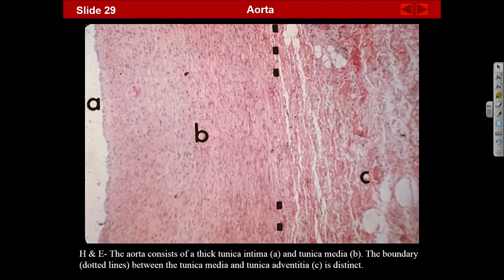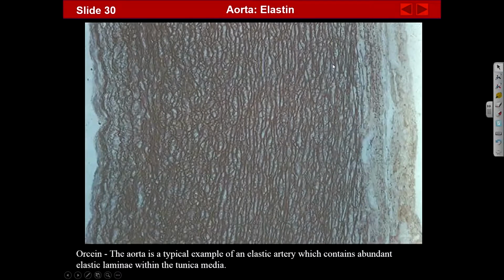Okay, larger blood vessel, the aorta. So here's the intima, and this is all media, right? Very thick. And then this is the boundary of the adventitia. If we stain that for elastic fibers, you can see the tunica media is filled with all of these elastic fibers, right? Because it's under high blood pressure, it's expanding and contracting continuously.